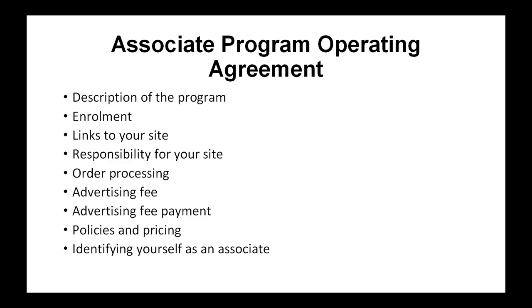Responsibility for your site. You will be solely responsible for your site, including its development, operation, and maintenance, and all materials that appear on or within it. Order processing. Amazon will process product orders placed by customers who follow special links from your site. Advertising fees. Amazon will pay your advertising fees on qualifying purchases. Advertising fee payment. Amazon will pay your advertising fees on a monthly basis for qualifying purchases shipped, streamed, or downloaded in a given month, subject to any applicable withholdings or deduction.